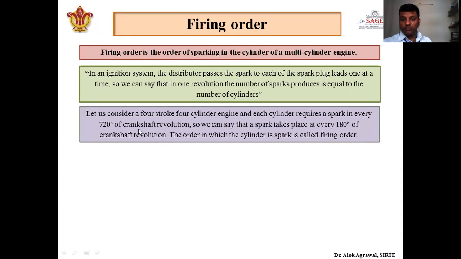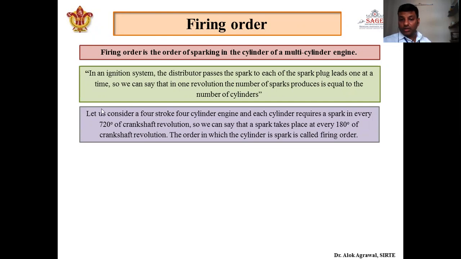If we consider a four-stroke four-cylinder engine, sparking occurs when the crankshaft rotates twice. One sparking is required at the time of compression, when the compression stroke is about to end. One sparking is required in two revolutions of the crankshaft for each cylinder. So in a four-stroke four-cylinder engine, the cycle completes in two revolutions, that is, 720 degrees of crankshaft revolution.